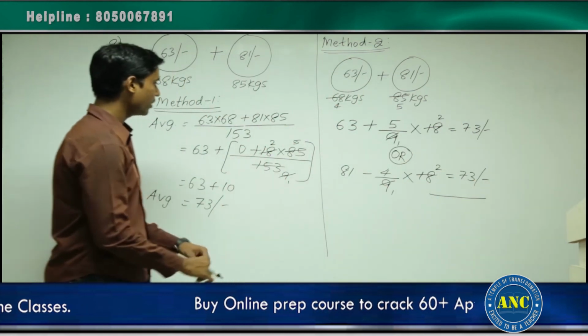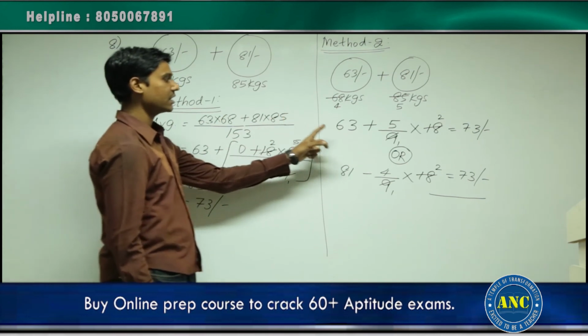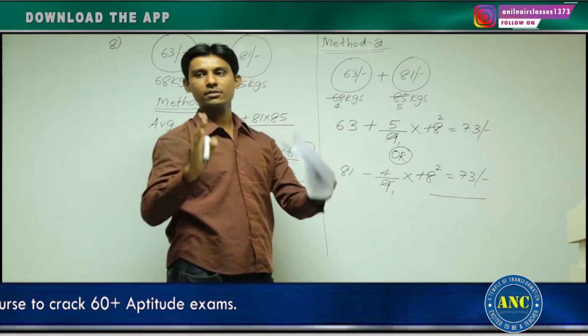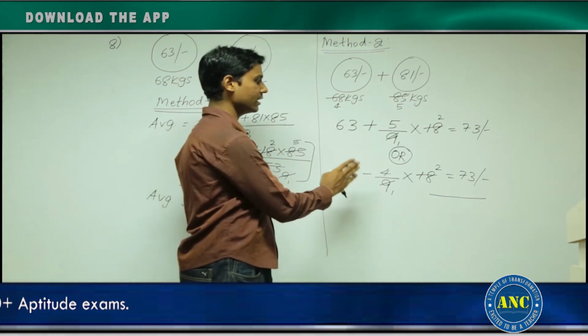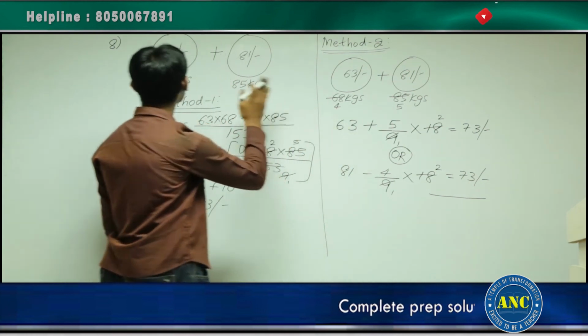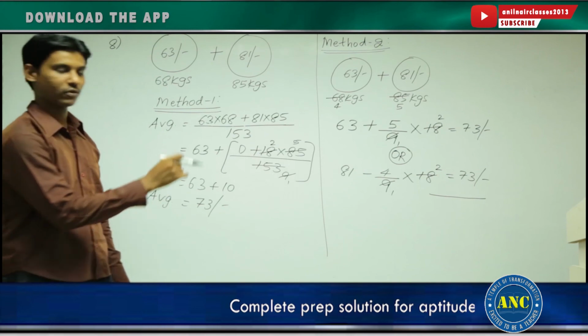Clear with the approach? You need not apply all these methods. It is just a simple concept. Average should be greater than the lowest value, or average is lesser than the highest value. By that you will easily solve this particular question. Clear with this approach? Same application we will use for the next 3 questions. Question number 9, 10 and 11. First write down this question.